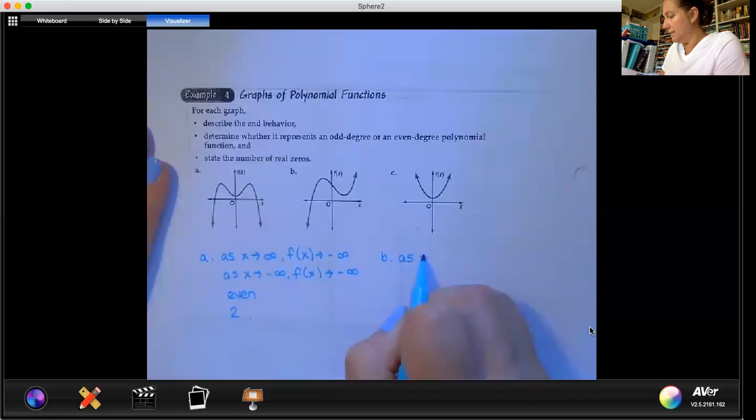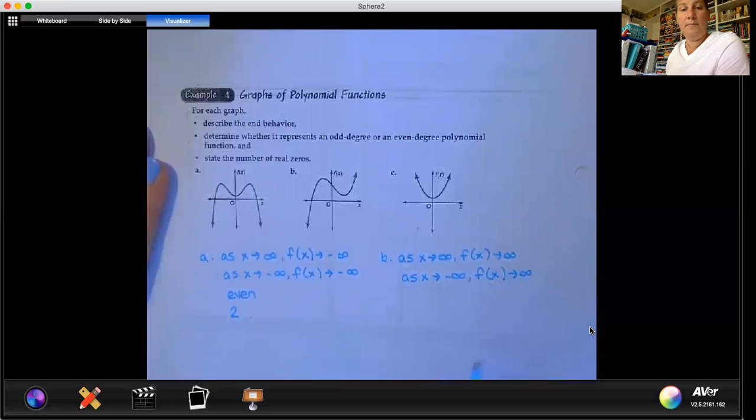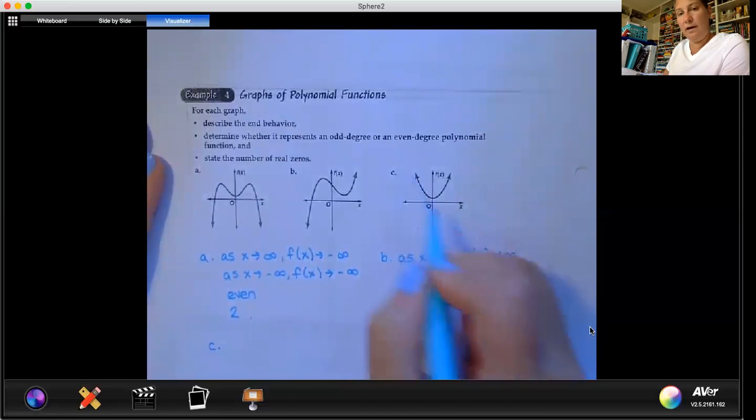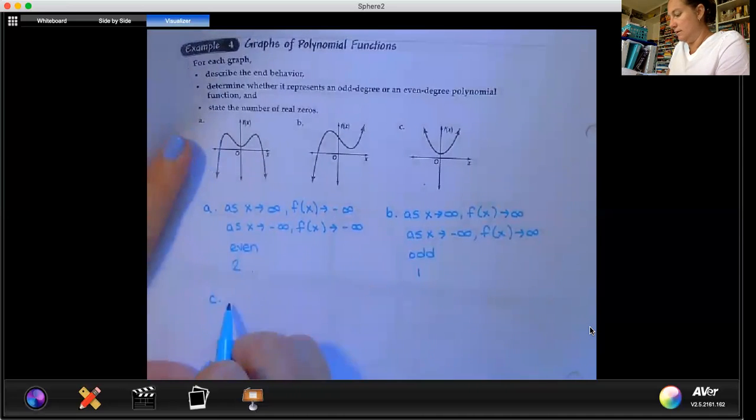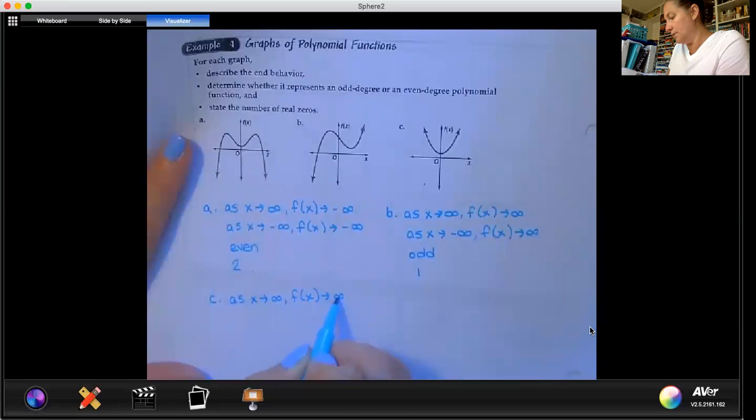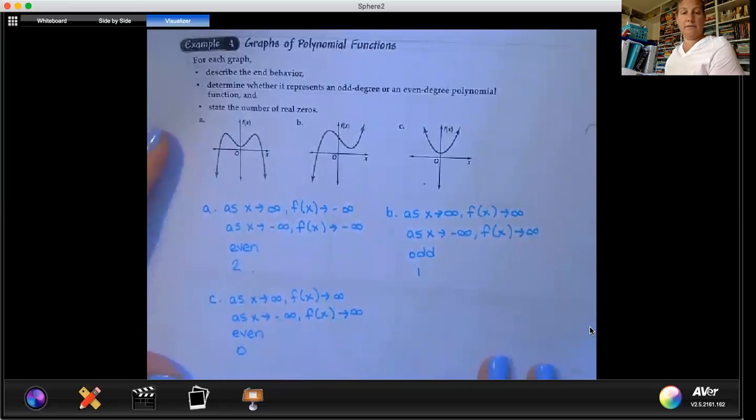Part B, as x approaches infinity, f of x approaches infinity, and as x approaches negative infinity, f of x approaches negative infinity. It is an odd function because it touches one time. Part C, you can see the graph goes up on both ends. So as x approaches infinity, f of x approaches infinity, and as x approaches negative infinity, f of x approaches infinity. It is an even function because it doesn't cross the x-axis.